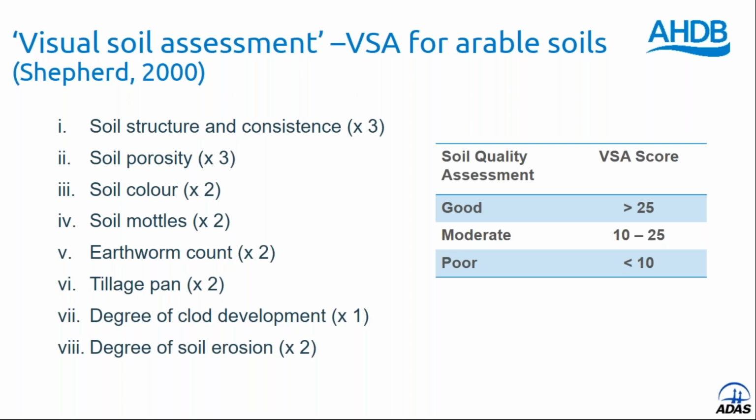VSA score. And it's slightly confusing in that a high score for a VSA means good compared to the VESS, where a high score means poor. So you do have to keep remembering these things. So 25 or more is good, less than 10 is poor.